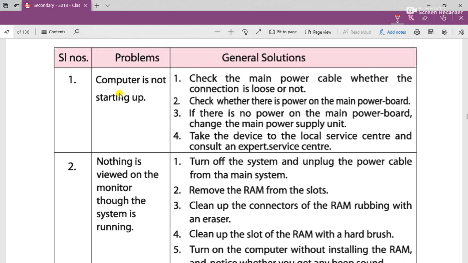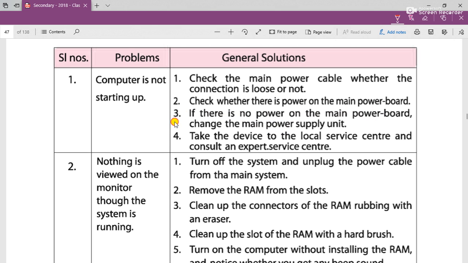Suppose there are some serial numbers and there are some problems. So here there are some general solutions if we face these types of problems. If we face the problem where the computer is not starting up, what will be the solution? First of all, check the main power cable whether the connection is loose or not. Then secondly, check whether there is power on the main power board.